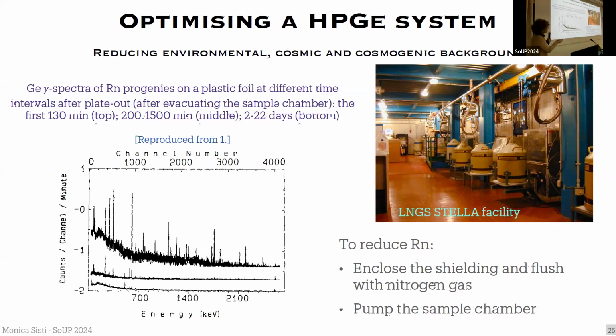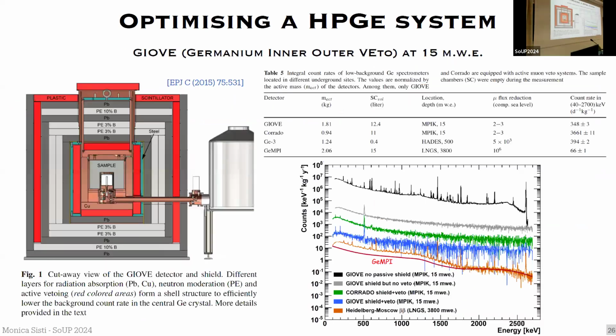So to reduce this radon, as you probably appreciate from this picture, the usual thing is to enclose your detector with an enclosure, usually acrylic or plexiglass, and flush it with nitrogen with low radon content in order to remove the radon from your experimental chamber, or pump the sample chamber. These are the typical measures to reduce radon.